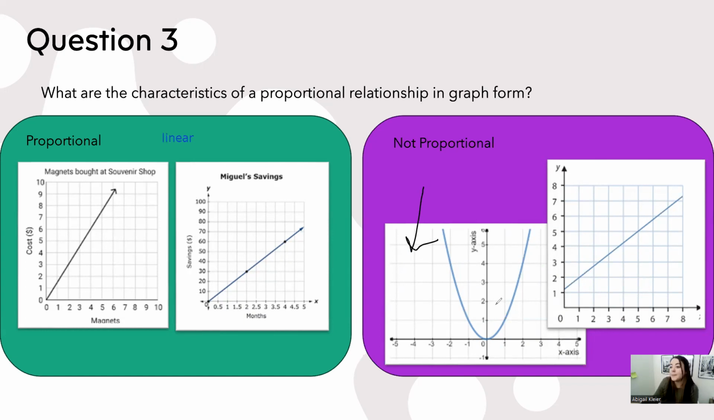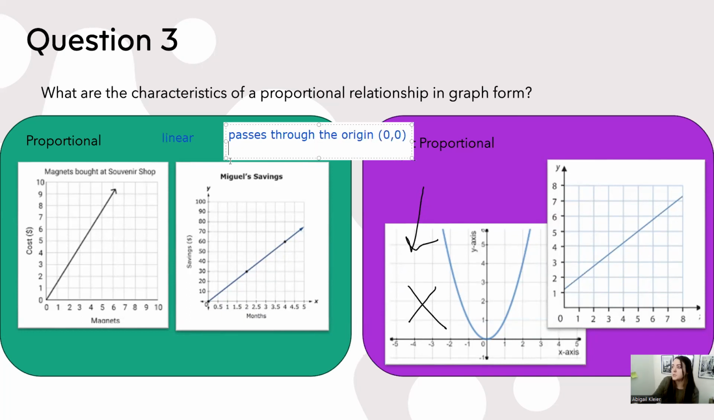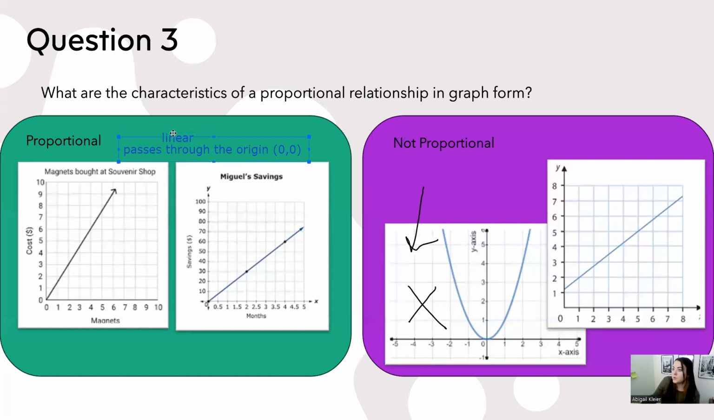It's actually called a parabola. It's not a straight line. So this cannot be proportional because it is not linear. The second important quality is that it passes through the origin, which is the point 0, 0. And so that idea of passing through the origin is also very important, similar to why in equation form we cannot have anything added or subtracted to our equation.